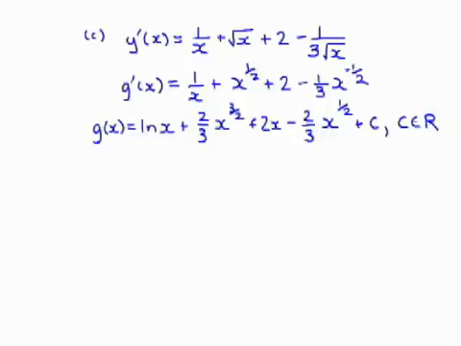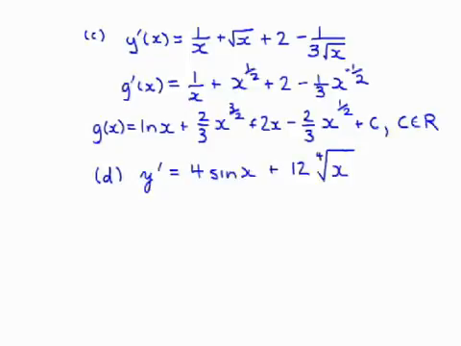In the next example, we're again asked to find the general solution, given that y prime is equal to 4 sine x plus 12 times the 4th root of x cubed. I start by restating that derivative using exponents. So I end up with y prime is equal to 4 sine x plus 12x to the 3/4. Now I'm going to take the antiderivative.